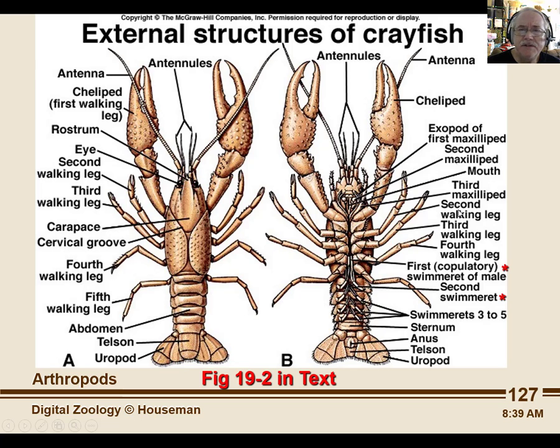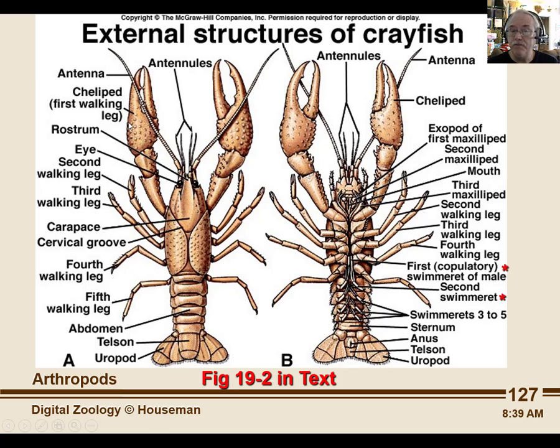Okay, so let's take a look at a crayfish then. Looking from above here, what we're seeing essentially is just the walking legs. All the mouth parts are underneath here, which I'll show you in just a minute. So here's the first pair of walking legs, second, third, fourth, and fifth, right? And the first pair have very large chelipeds or claws here.